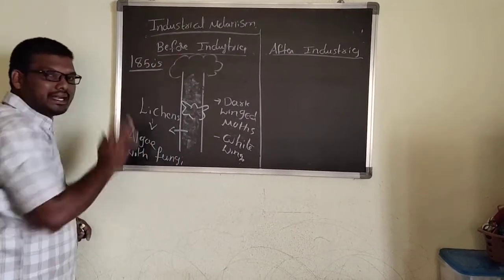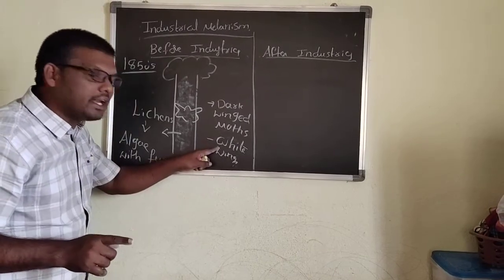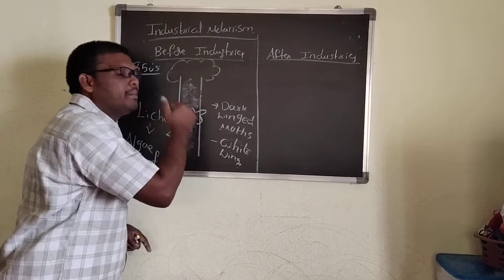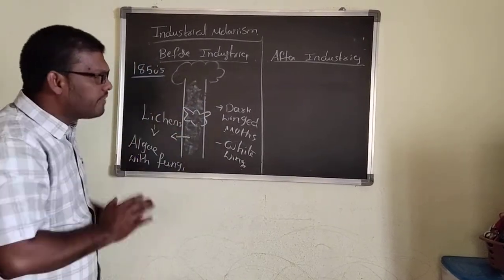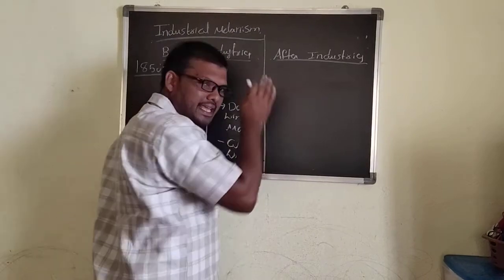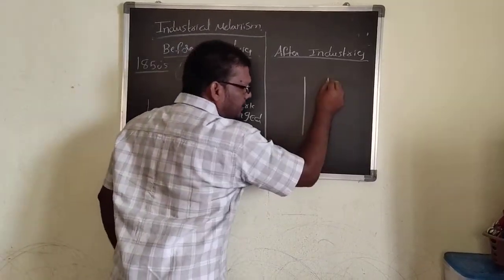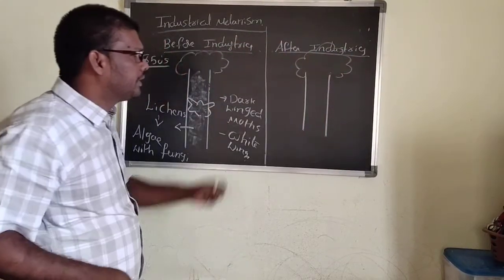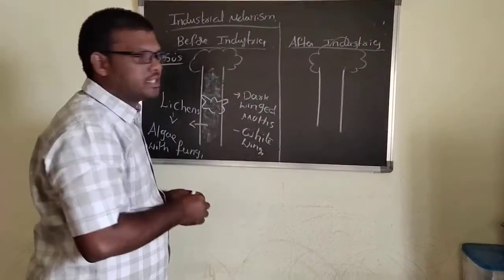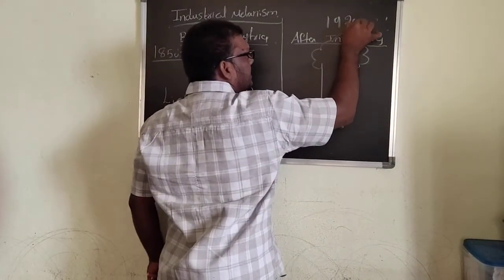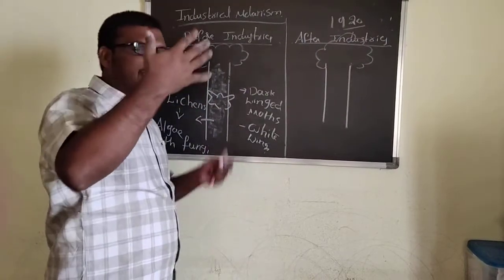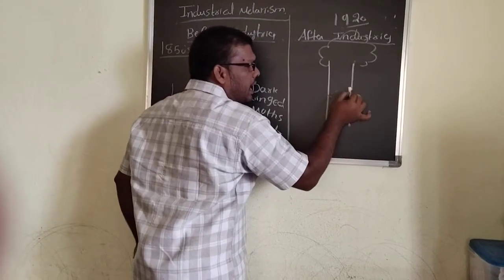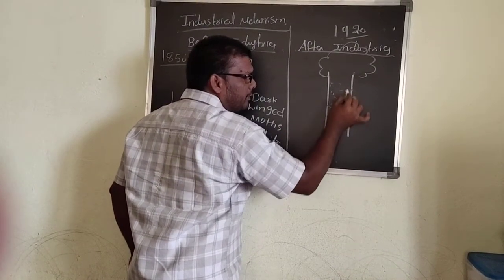Before industries, which moth will survive? White winged moth will survive. Dark winged moth is not able to survive. It is eliminated from the environment. And then after industries, in the same area, see, suppose industries were formed in the 1920s. From the industries, so many dust particles come outside. Those dust particles accumulate on the surface of the bark.